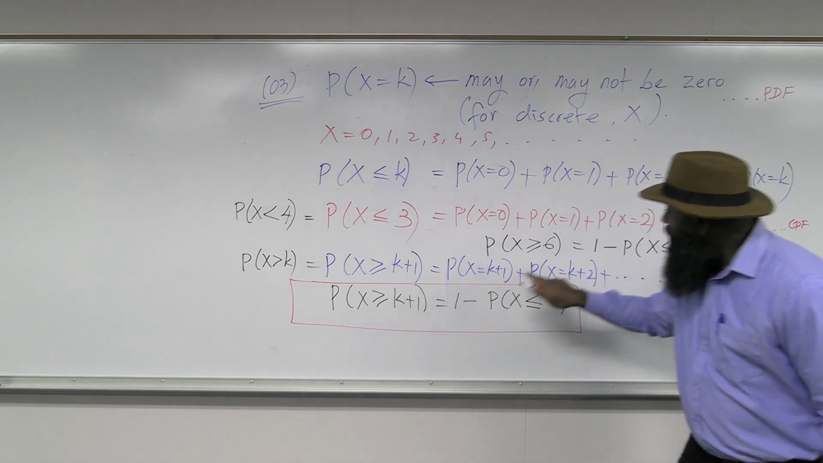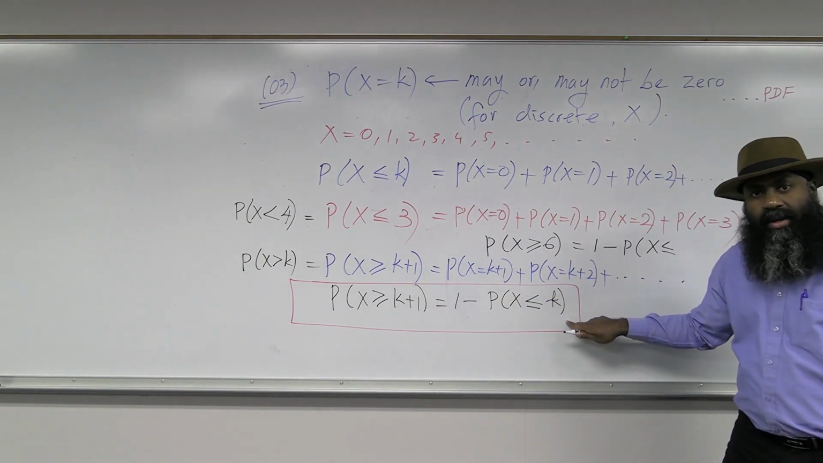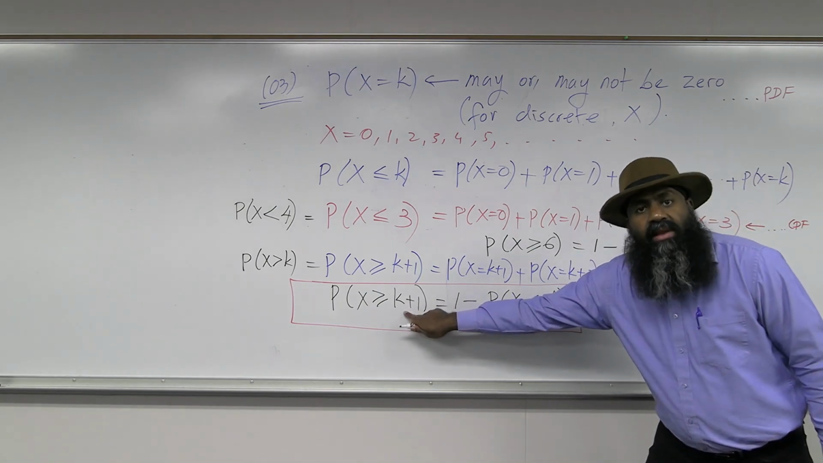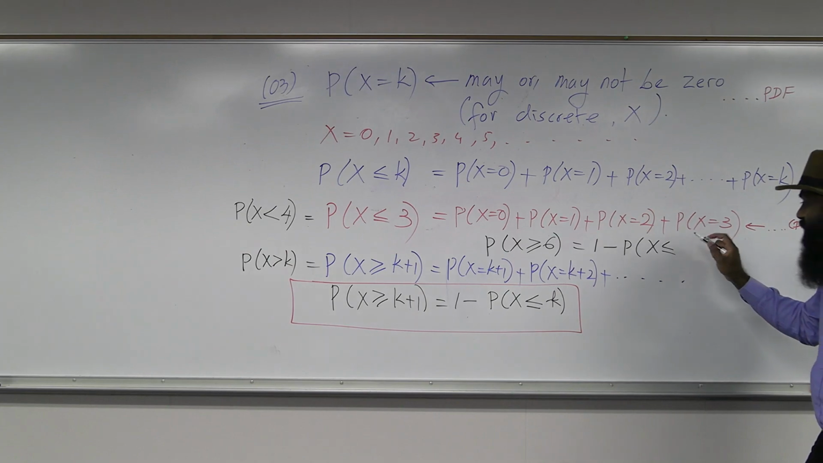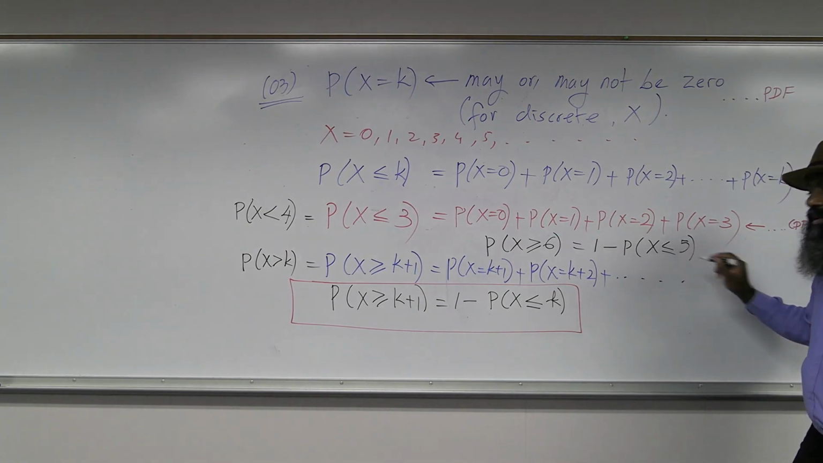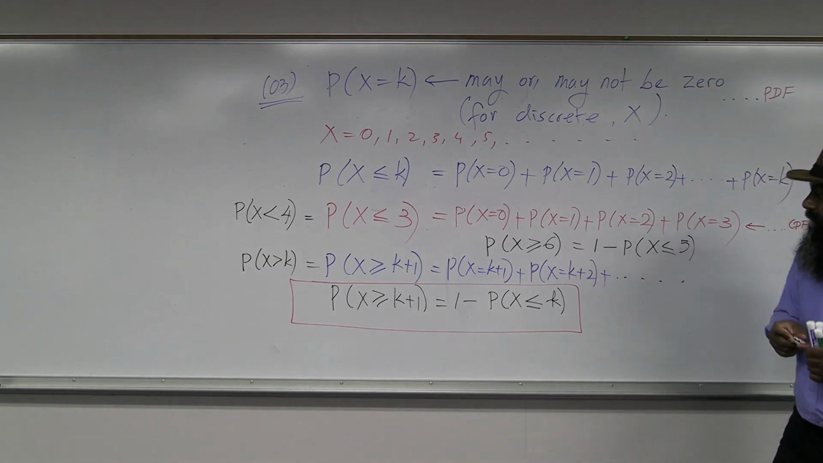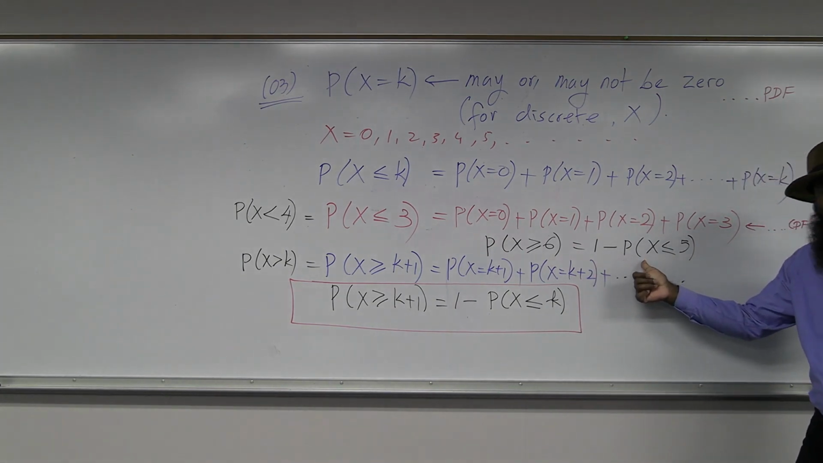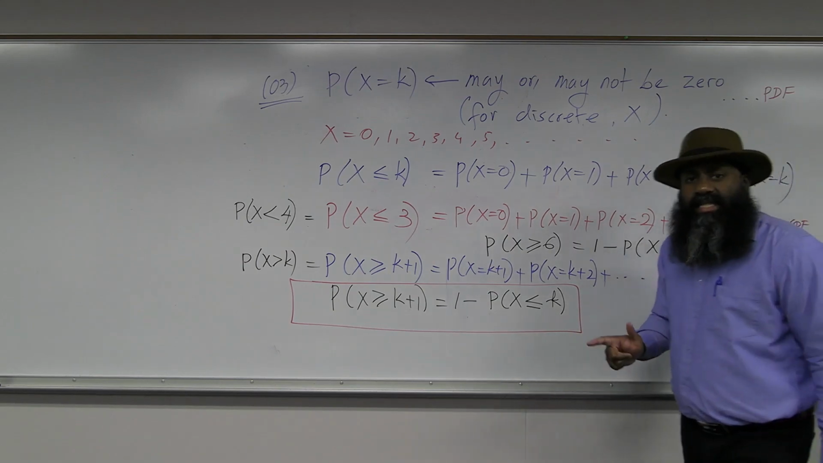k plus 1 is 6. On the right hand side, what I have is k, not k plus 1, 1 unit lesser than the value written here. So I wrote a 6 here, so I must write 5 on the right hand side. Probability x greater than or equal to 6 is equal to 1 minus probability x lesser than or equal to 5. That is if x is discrete.